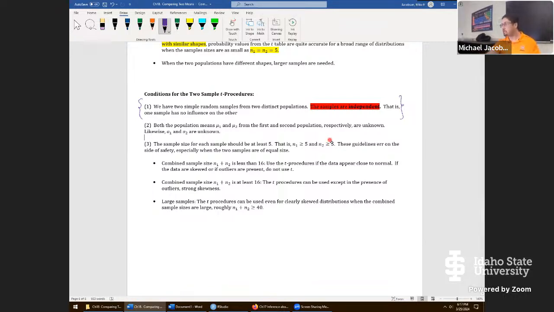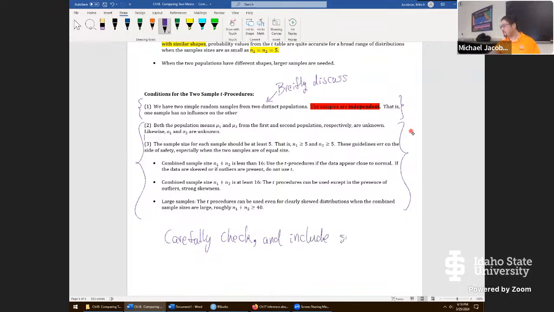So we'll carefully check some of these conditions, but for this, we will briefly discuss. Next, here's where we'll very carefully check. We'll also support our conclusions by including graphics as well, typically histograms, box plots if we decide it will be helpful. So we'll say carefully check and include supporting graphics.